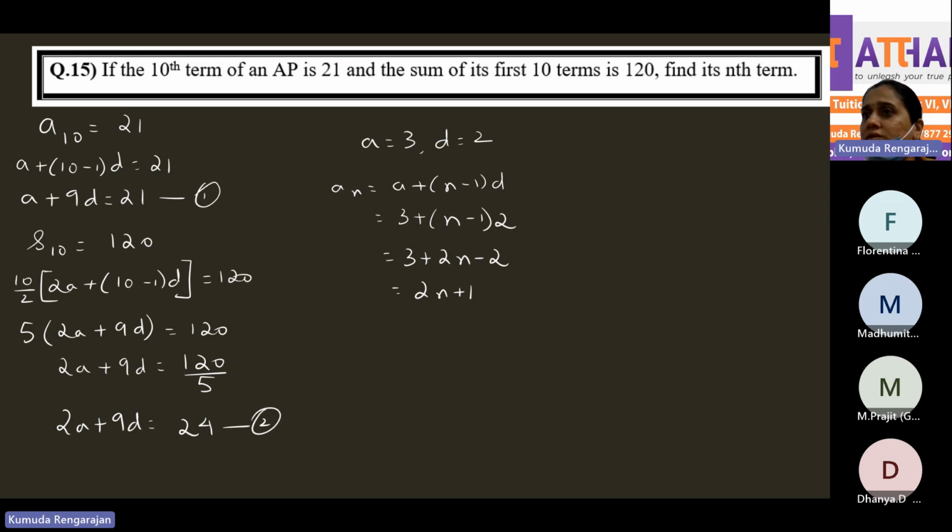So what is one information given, children? The 10th term is 21. You must construct an equation using this information. What do you mean by 10th term is 21? A10 is equal to 21. So from that you get an equation. Then what's the next one? Sum of its first 10 terms is 120. That means S10 is equal to 120. How do you express S10? n by 2, 10 by 2 of 2A plus n minus 1, 10 minus 1 into d, is equal to 120. So when you work this, you will get another equation in A and d. You must solve these two equations and find the values of A and d, and hence find an. I haven't solved, children. You should solve it.